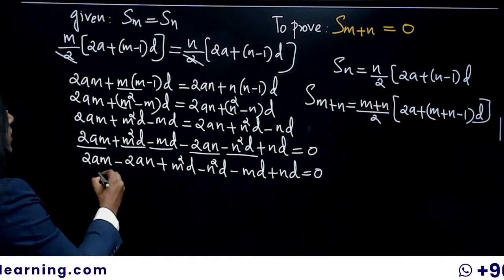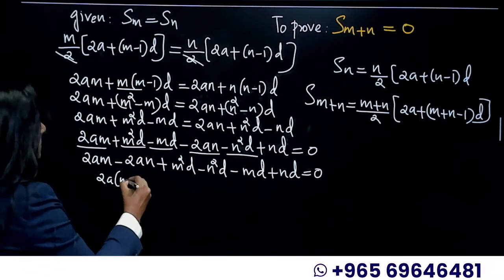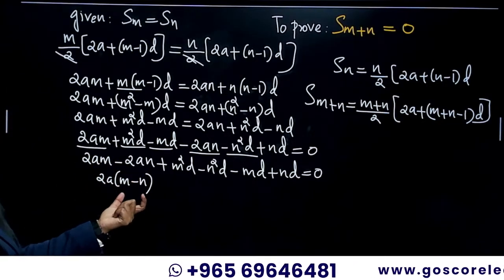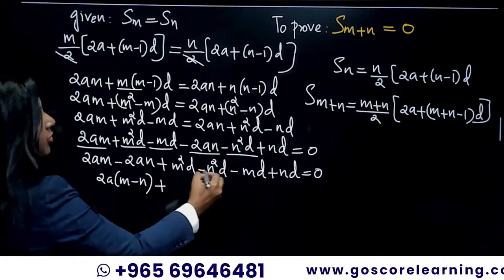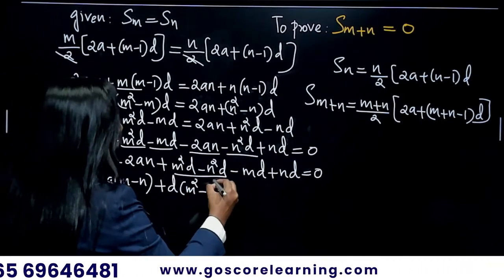So what do we have common? 2a is common. So 2a into m minus n. Okay, we took the common 2a outside. So we have this m minus n. Plus, what do we have common in these two terms? We have a d. So d into m square minus n square.